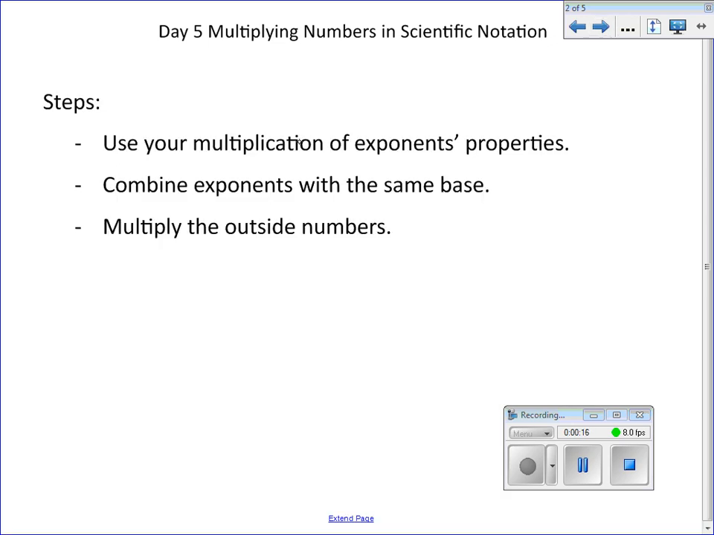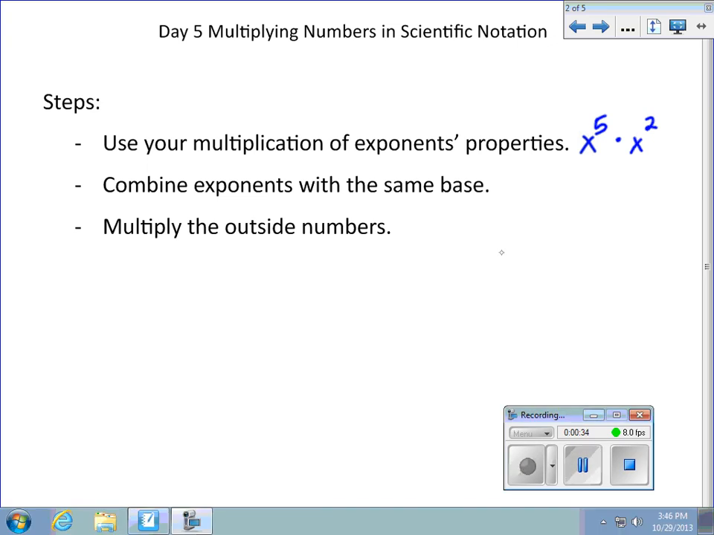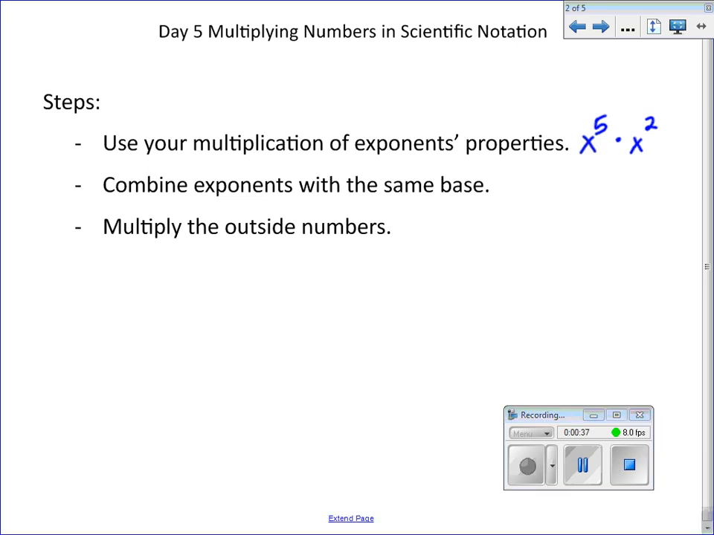One, you need to use your multiplication of exponents properties. Remember, the main property that we're going to use is something along the lines of this. If you have x to the fifth times x to the second, if the bases are the same, remember the bases are both x and it's multiplication, then we add the exponents, so you get 5 plus 2. So we end up getting x to the 7th. We are going to use this property a lot today, so make sure you remember that.